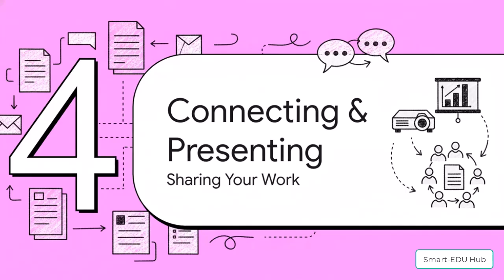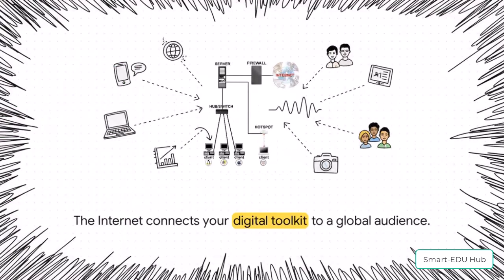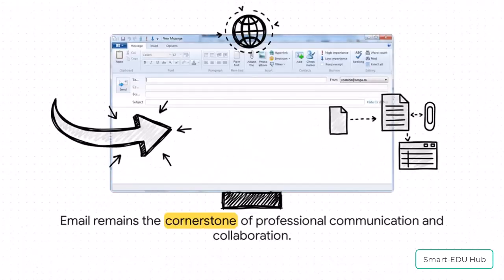You know, creating documents and analyzing data is fantastic, but so what? Their true power is only really unlocked when you can effectively share your work and your insights with other people. And the main way we share our work is through the internet. This is the global network that connects your entire digital toolkit to the rest of the world. It's what allows for instant communication and information sharing no matter where you are. And within that huge network, email is still the absolute cornerstone of professional communication. I mean, think about it. It's our direct line for sending messages, for attaching all those documents and spreadsheets we just made, and for collaborating with colleagues, whether they're across the hall or across the globe.